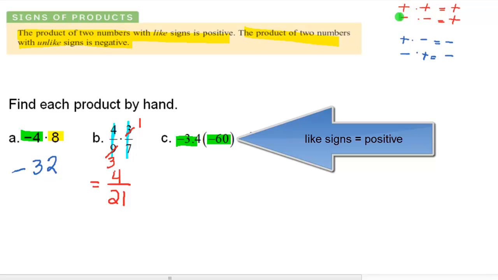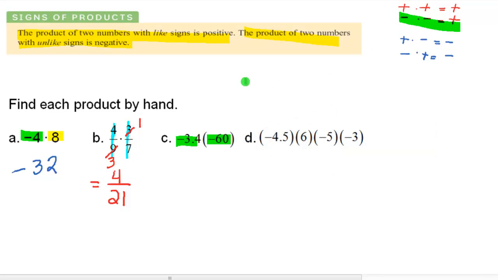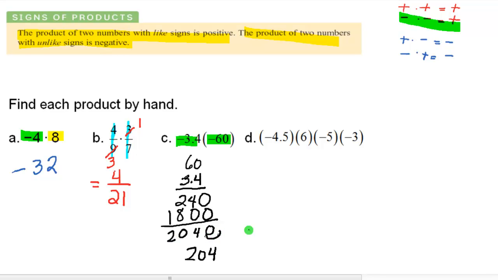Okay, in our next problem, we have two like signs. This time we have two negatives, but negative times a negative is a positive. And here's our long multiplication. Now, if you have your calculator, you don't have to do all this, but for those of you who like to do some of these things by hand, just multiplying, adding down the columns. And then, since we had one decimal place, we're going to move one decimal to the left, and our answer is positive 204.